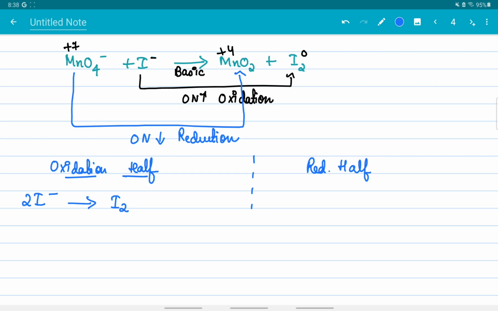Now our next step was to balance oxygen and hydrogen, but there is no oxygen and hydrogen, so that step is going to be skipped. Okay, that step is not needed because there is no oxygen and hydrogen over here. Now after that, the next step was to balance the charges.